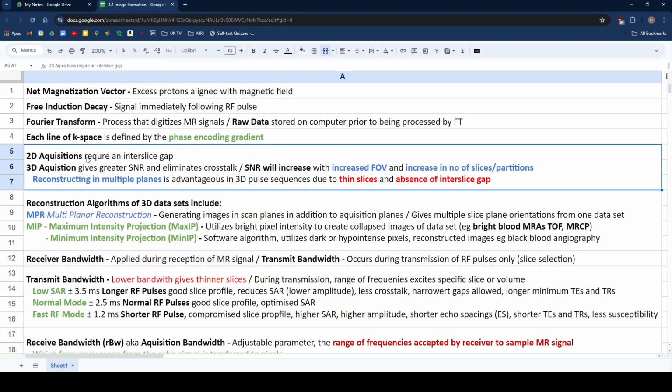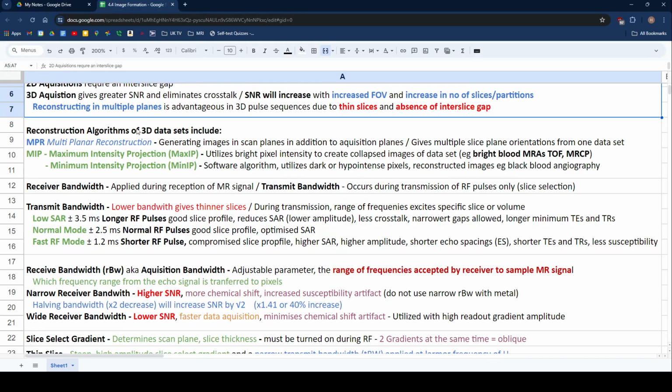2D acquisitions require an interslice gap. 3D acquisitions give greater signal to noise and eliminate crosstalk. SNR will increase with increased field of view and an increase in the number of slices or partitions. Reconstructing in multiple planes is advantageous in 3D sequences due to thin slices and an absence of interslice gap.